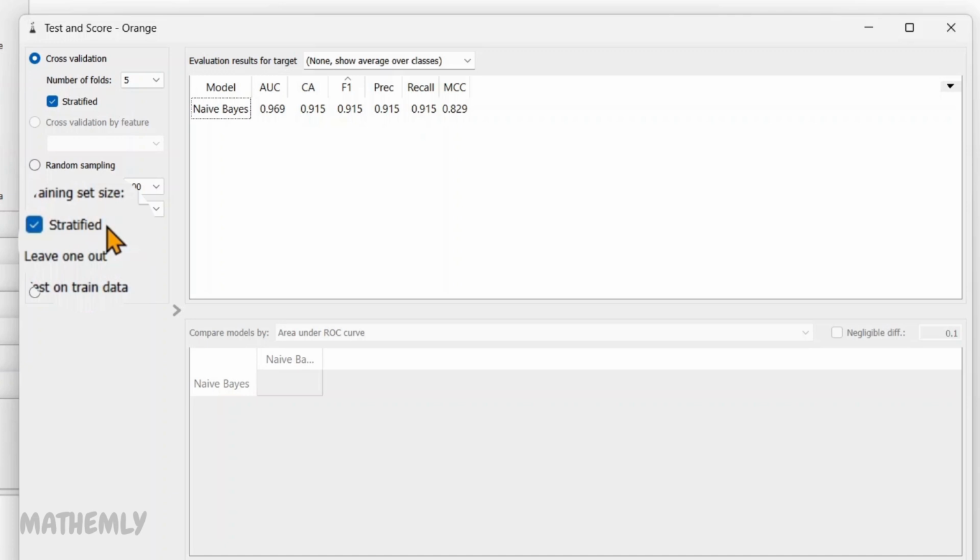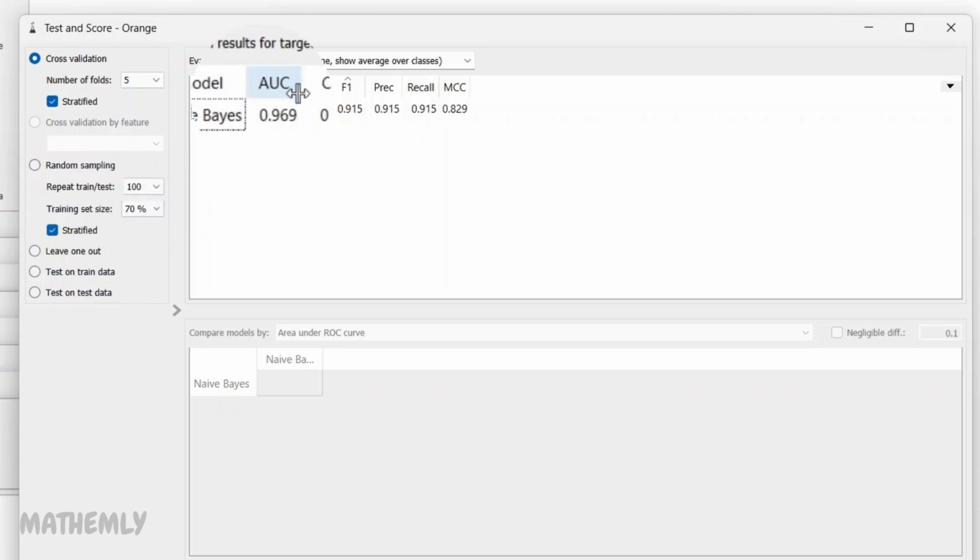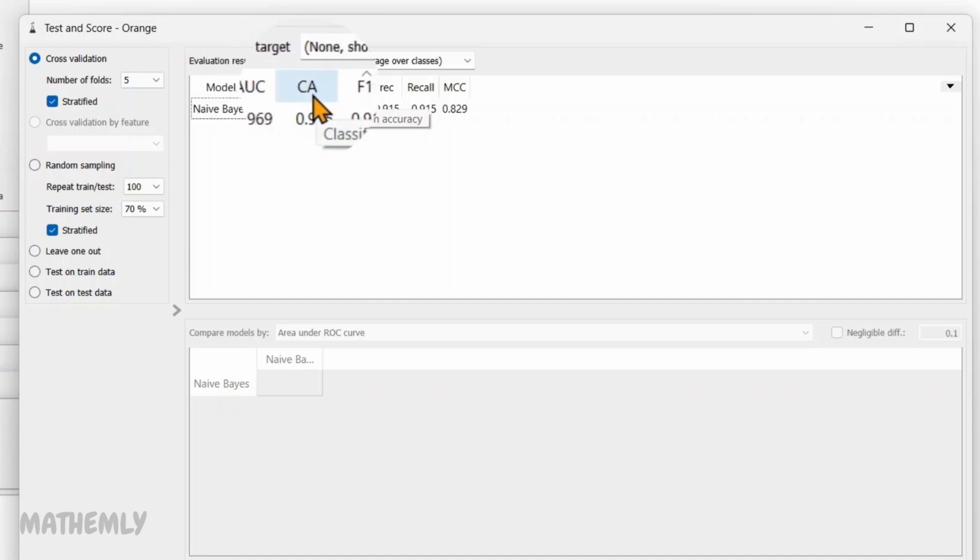Let's take a look at the performance metrics. AUC is 0.969. This shows how well the model can separate diabetic and non-diabetic patients. A value closer to 1 means excellent performance. Accuracy is 0.915. Classification accuracy represents the percentage of correctly classified instances. Here, the model achieves 91.5% accuracy, which is quite promising.